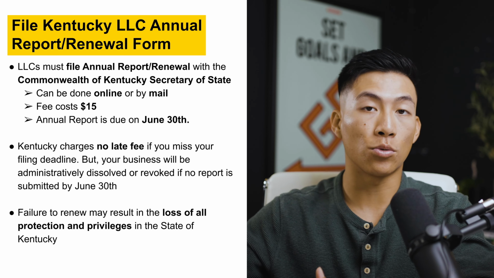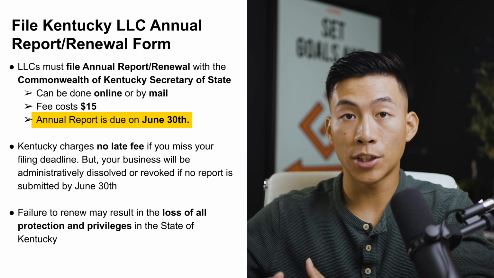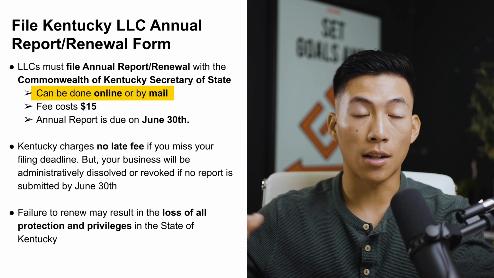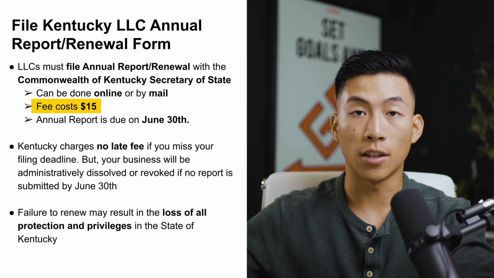And there's also the annual report. So this is something that you have to file every single year on June 30th. This can be done online or through mail, and it costs $15 to file this.